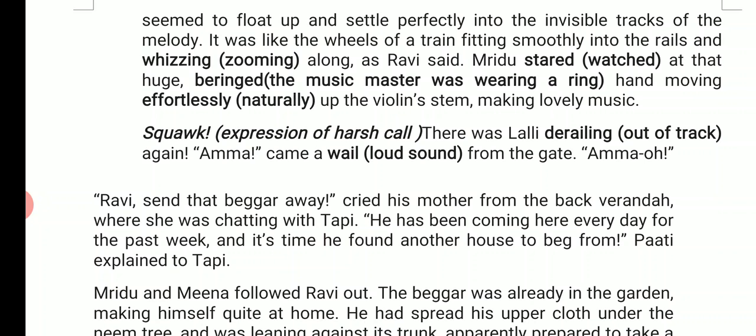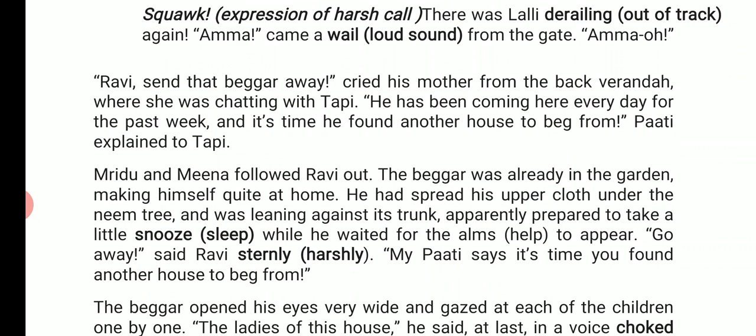Mridu and Meena followed out. The beggar was already in the garden. So as soon as Ravi, Mridu and Meena went near the beggar and asked him to go away, they saw the beggar had already entered the garden. He was in the garden making himself quite at home. He had spread his upper cloth under the neem tree and was leaning against its trunk, apparently prepared to take a little snooze while he waited for the alms to appear.